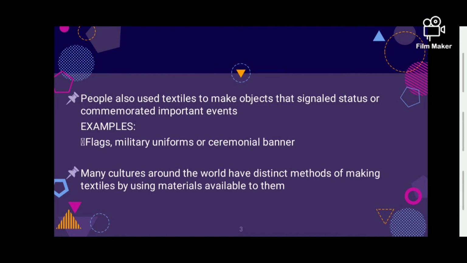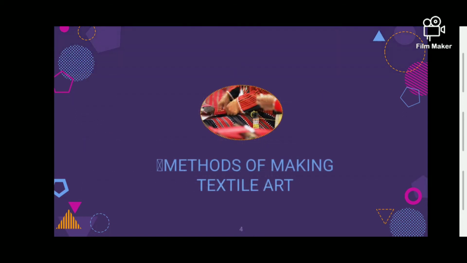People also used textiles to make objects that signaled status or commemorated important events. Examples are flags, military uniforms, or ceremonial banners. Many cultures around the world have distinct methods of making textiles by using materials available to them. There are three methods of making textile art.